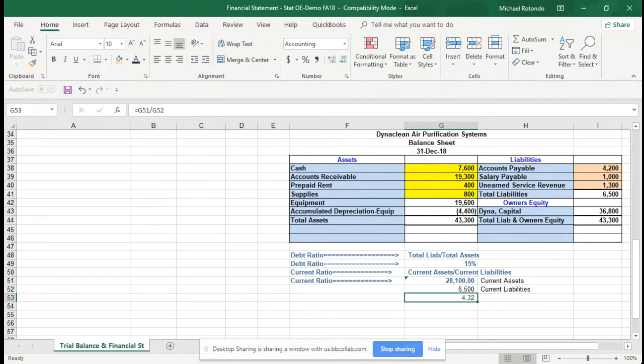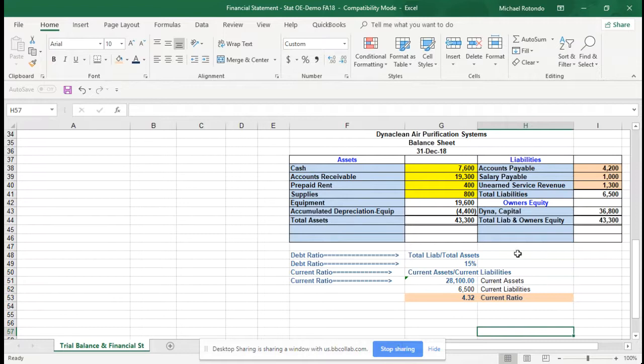So what does that mean? What that means is that I can pay my current liabilities with my current assets 4 times over. So I don't have to dip into my long-term assets. I don't have to sell some of my equipment to pay my current liabilities. So this is an outstanding current ratio. The norm is about 1.5.